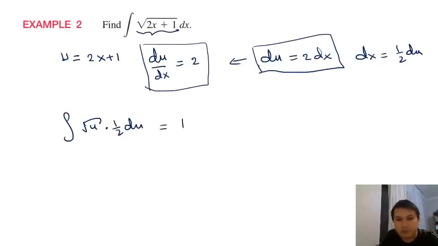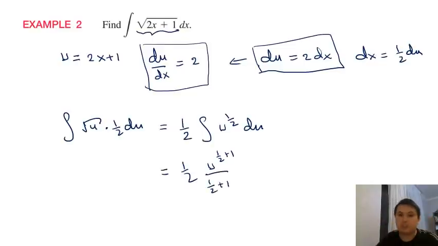Well, I can pull out half, and the square root of u, I can write it as u to the 1/2 du. Again, I apply the power rule for integration. So I increase the degree by 1, and then divide by this increased exponent and add a constant. So what do I get? I get 1 over 2 times u to the 3 over 2 divided by 3 over 2, right?